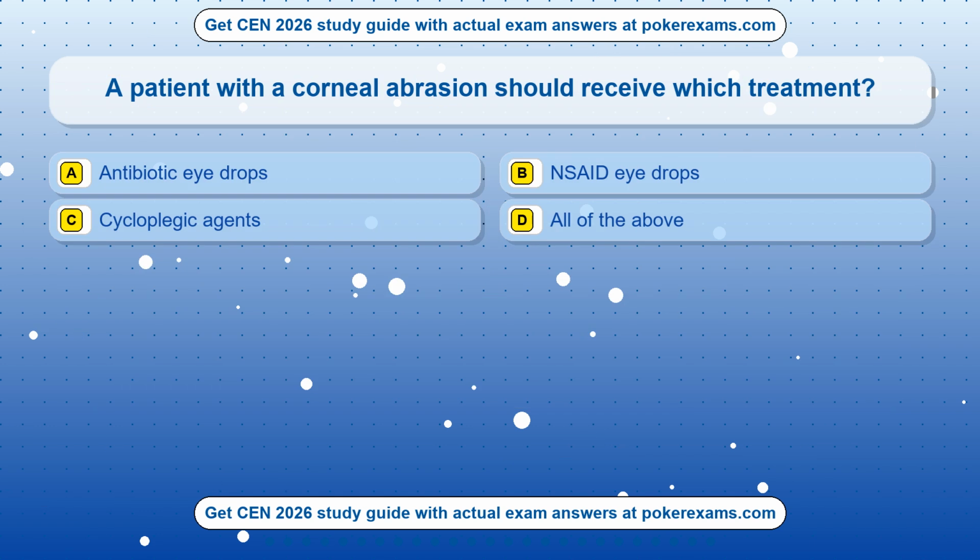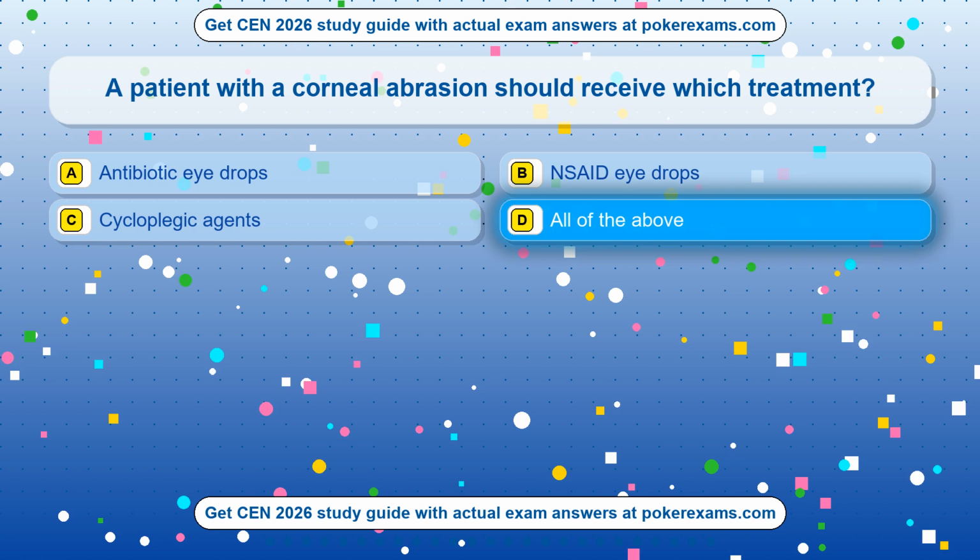Question 2. A patient with a corneal abrasion should receive which treatment? Option A, antibiotic eye drops. Option B, NSAID eye drops. Option C, cycloplegic agents. Option D, all of the above. The correct answer is option D, all of the above.